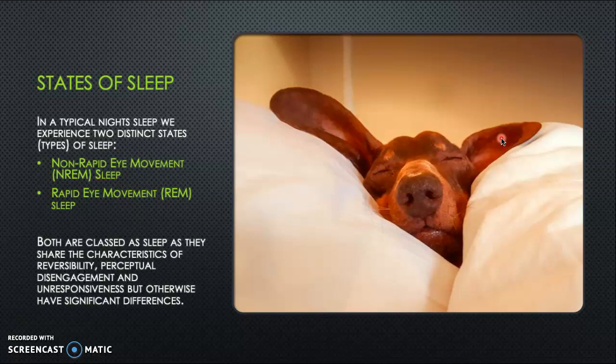And just a quick reminder, when you are filling in SACs and exams, you should always write the full term, non-rapid eye movement sleep, and then you can put in brackets like I have here, NREM, and you can use NREM from there on. Both are classed as sleep, as we looked at the definition of sleep last lesson, because they have reversibility, perceptual disengagement, and unresponsiveness. But otherwise they are quite different.